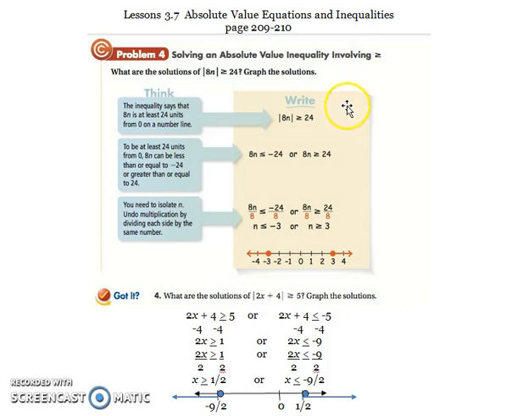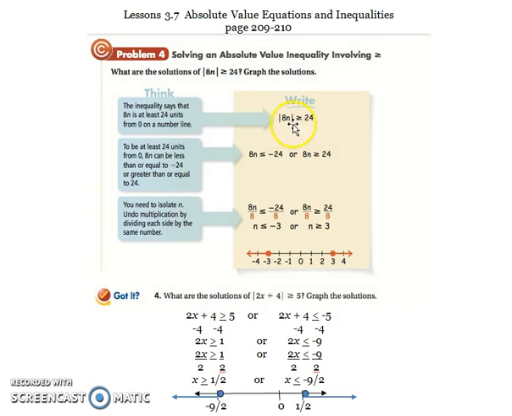Graph the solutions. Okay, the rule with absolute value is that because anything in here could also be negative and still end up being positive as an answer, you're going to have two different possibilities. So what absolute value could give you 24? Well, either positive 24 or negative 24. So 8n without the absolute value, what's inside the absolute value, could either be positive or negative.